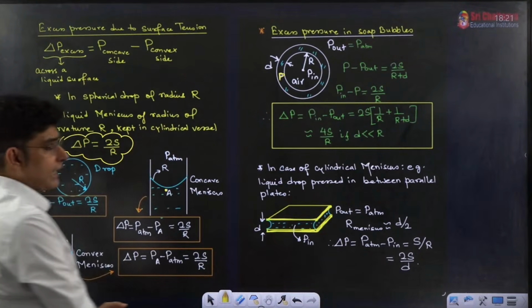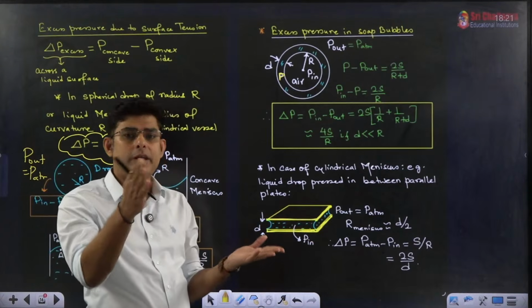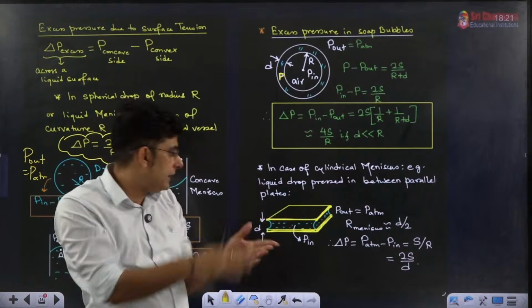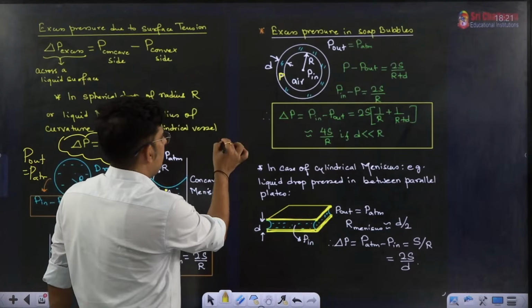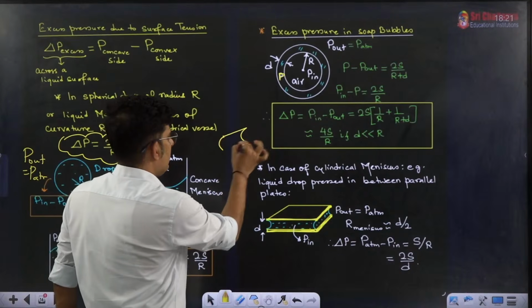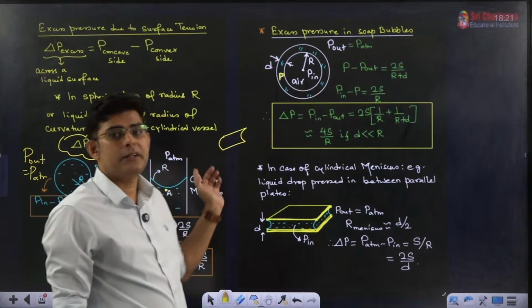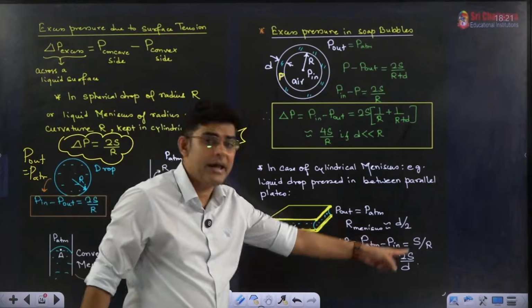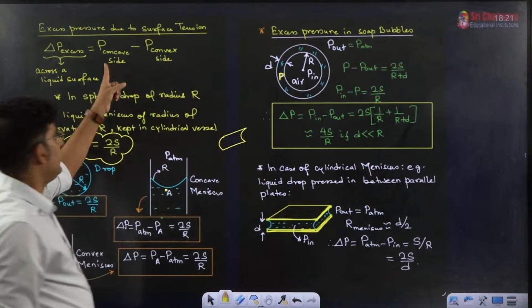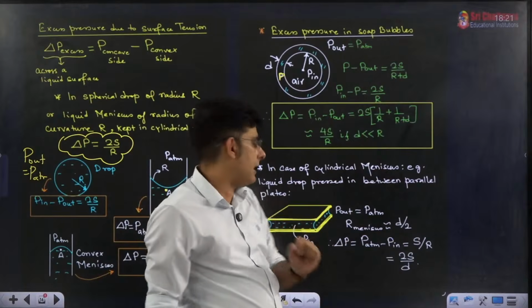Now if you have a cylindrical meniscus, suppose you take a water drop and press it between two plates like you can see here. The meniscus here is in the shape of a cylinder. So this is a cylindrical meniscus like this. In a cylindrical meniscus, one radius of curvature is infinite and one is r. So in that case, the excess pressure formula is S by r. In a spherical meniscus it is 2S by r, whereas in a cylindrical meniscus it is S by r.